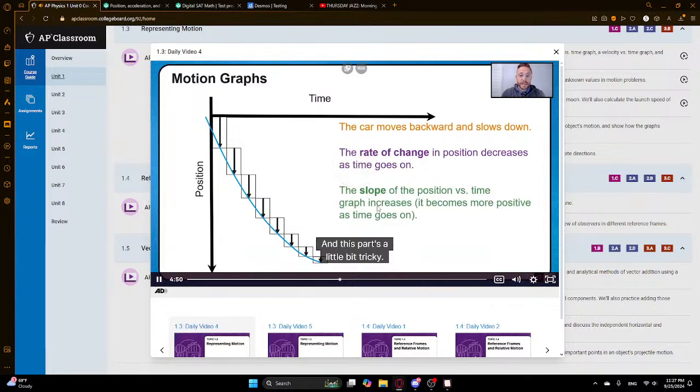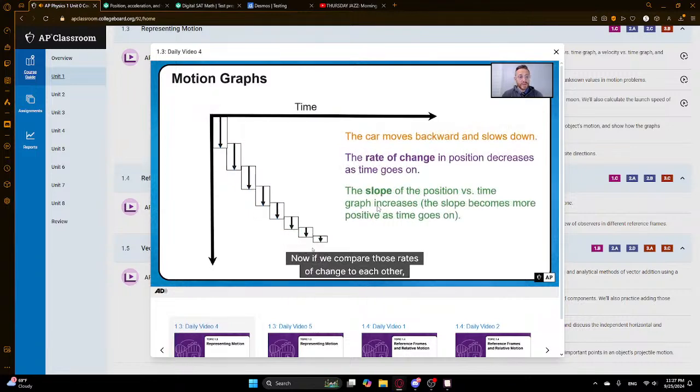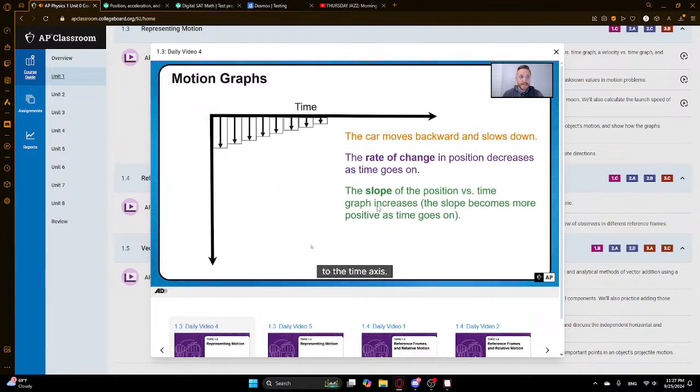And this part's a little bit tricky. The slope of the position versus time graph increases because it's becoming more positive. So a better thing to say is that the slope of this graph becomes more positive as time goes on. It starts off as a very negative slope, and then it gets less negative. That's an increase. Now, if we compare those rates of change to each other, just like we did before, we're going to scoot that up to the time axis. But we can see that my velocity is getting smaller. It's getting more positive as time goes on.